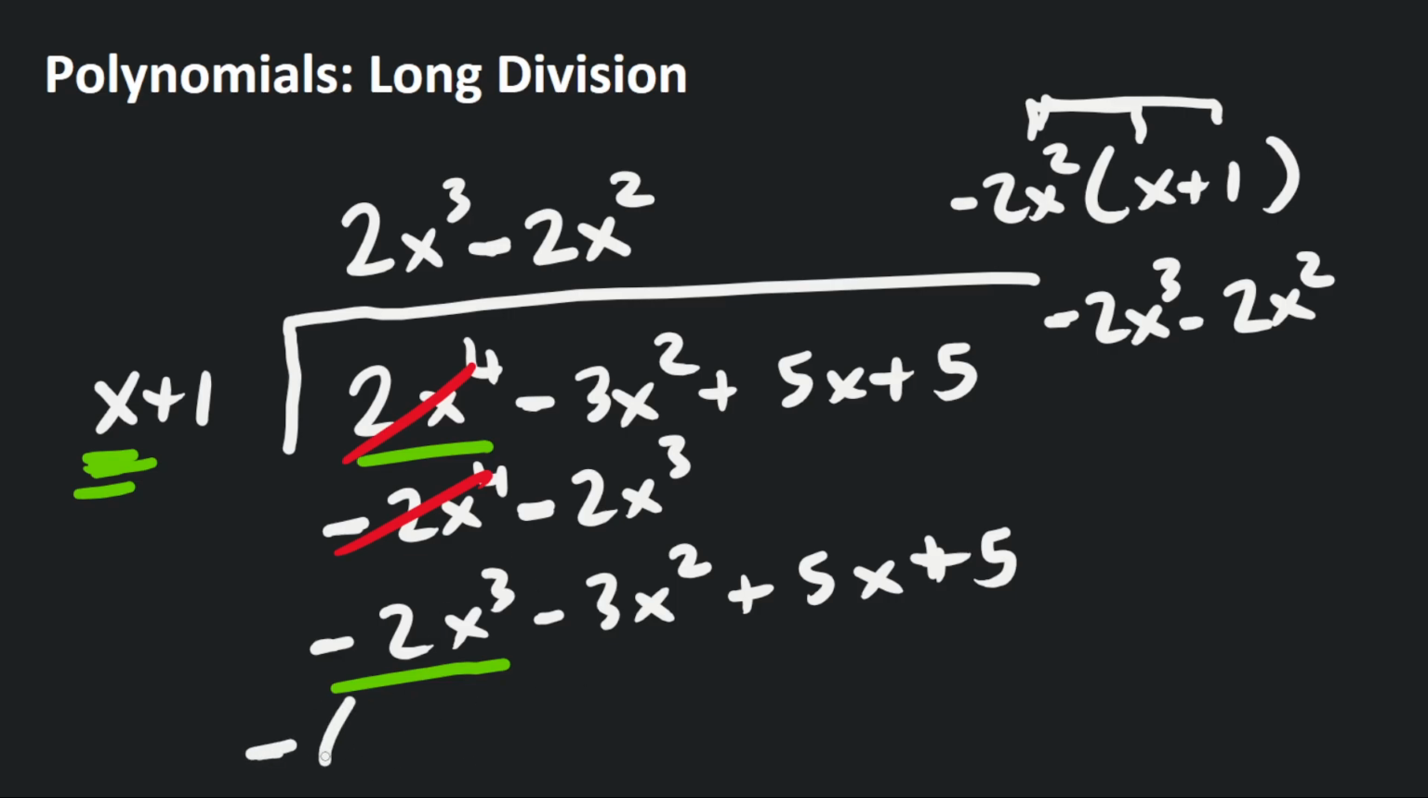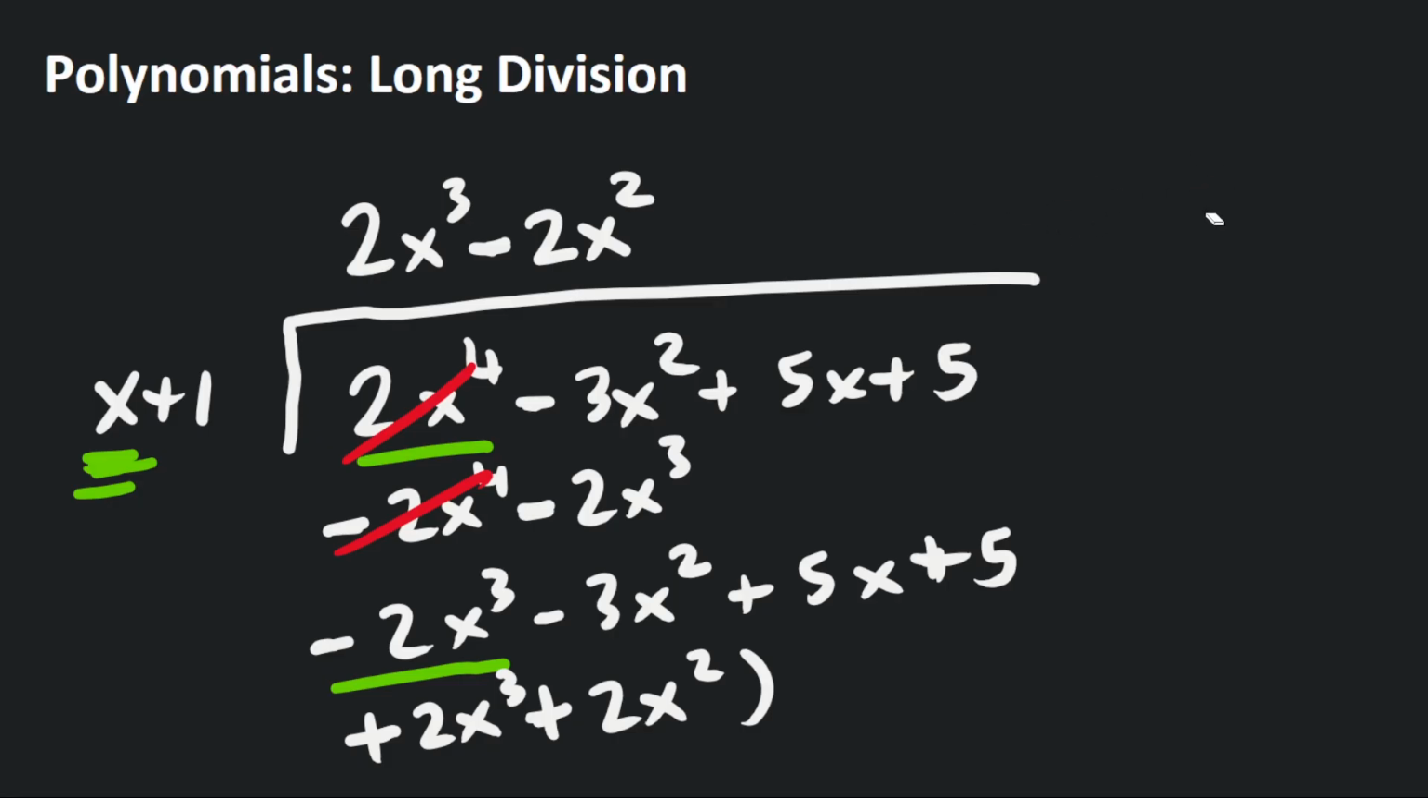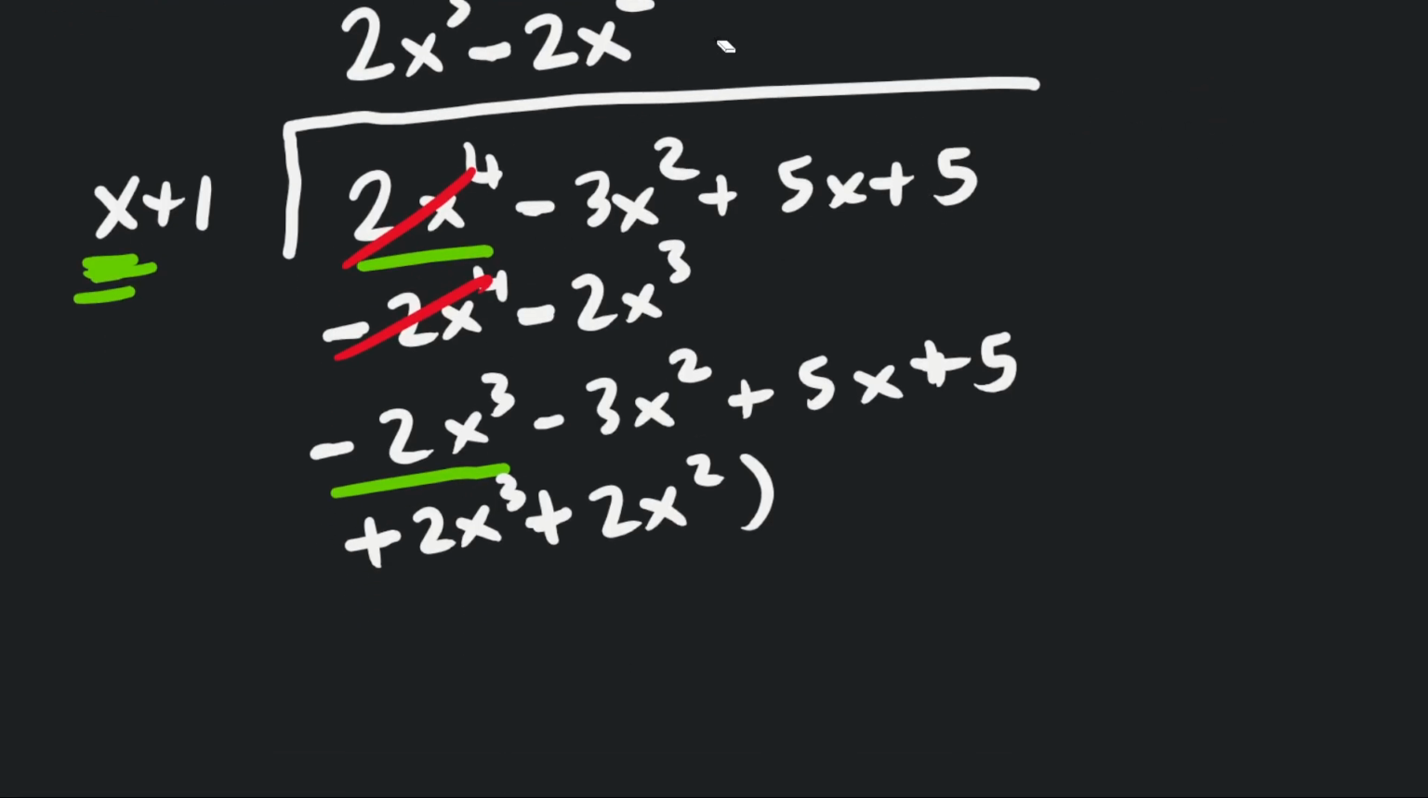So we're going to subtract negative 2x to the third minus 2x squared. And again, you're going to distribute this negative to each term on the inside. So that'll just make both of these positive. Good. So let's erase this. And what are we left with here? This negative 2x to the third cancels out with this positive 2x to the third. And this negative 3x squared plus 2x squared is negative 1x squared, or just negative x squared. And then we can write the rest of these, plus 5x plus 5.